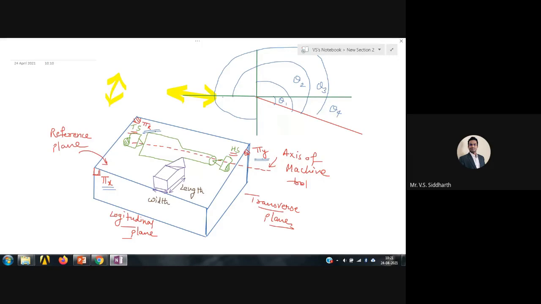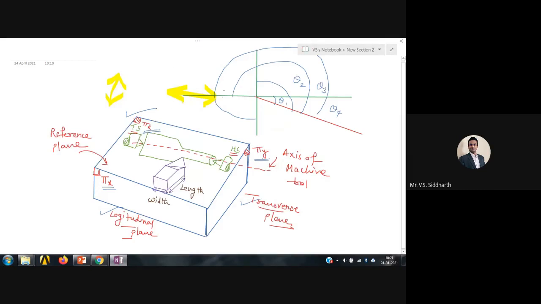With respect to some plane, we will be measuring the angle. With respect to some reference, we will be measuring the angle. So here we are taking the reference as the planes of the machine. This longitudinal plane, this transverse plane, and this reference plane. So that's why this ASA tool signature is known as the machine reference system.